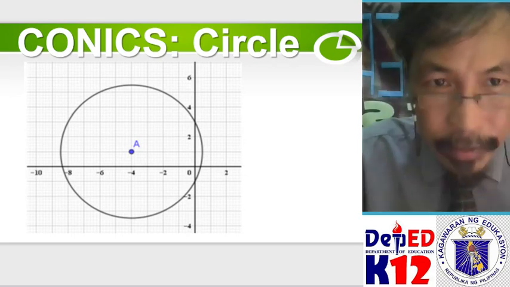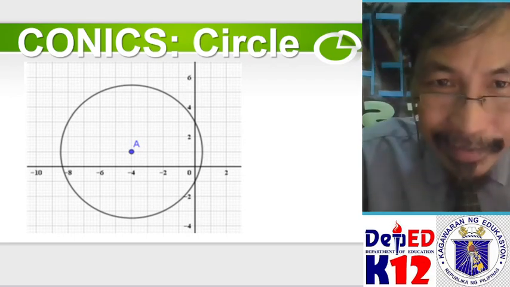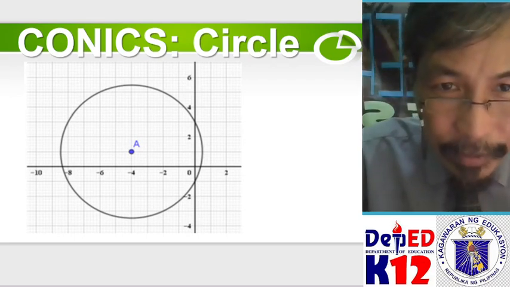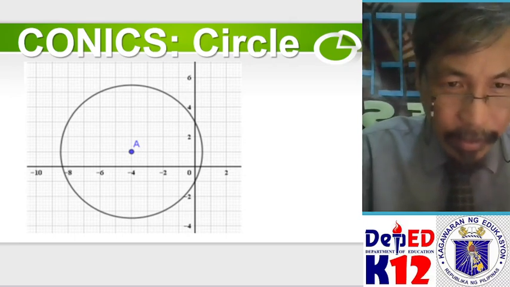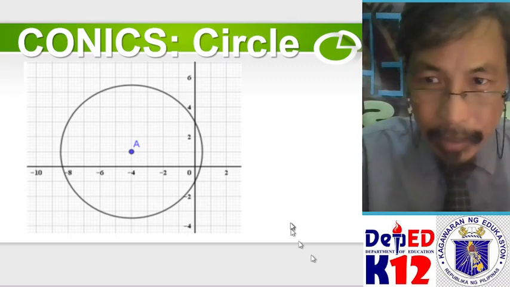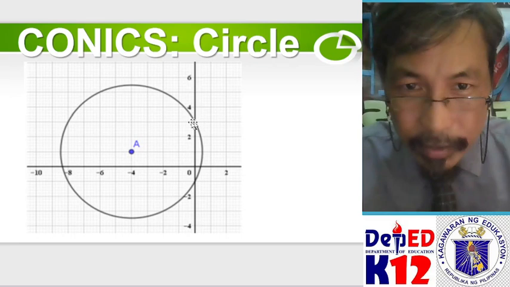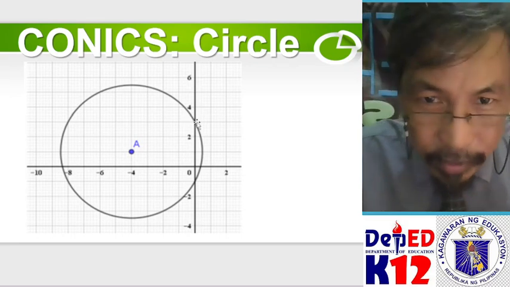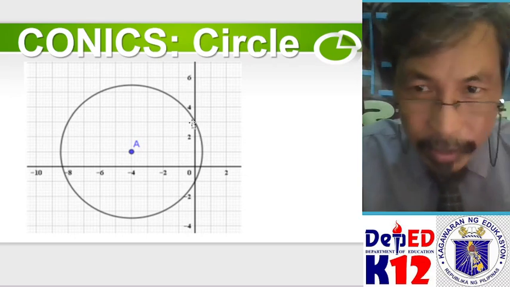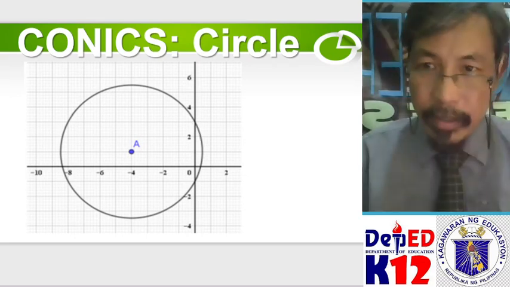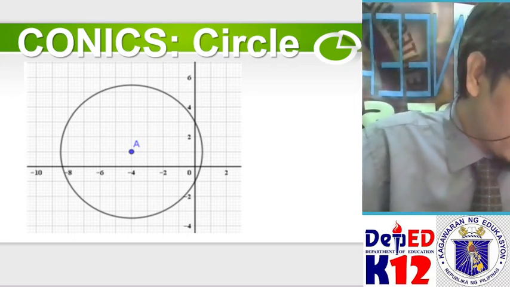Anywhere on the circle will do. You can see the circle intersects the y-axis. At what point? We can see it here. X is 0, y is 3. So it is clearly 0, 3. So point P is 0, 3.